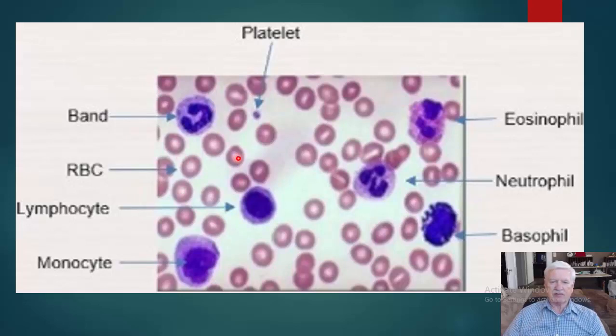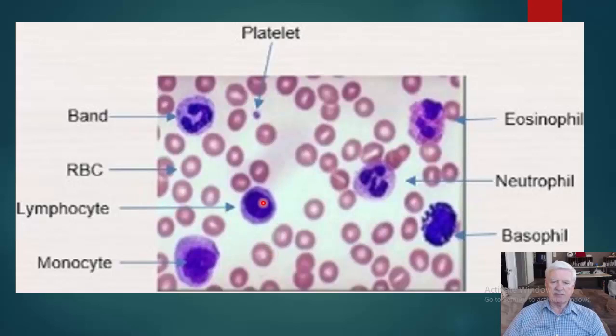Here's another microscope slide. Here's a platelet. We haven't pointed that out before. In some of the other cells, there's more of them, but there is a platelet. Most of these are red blood cells.